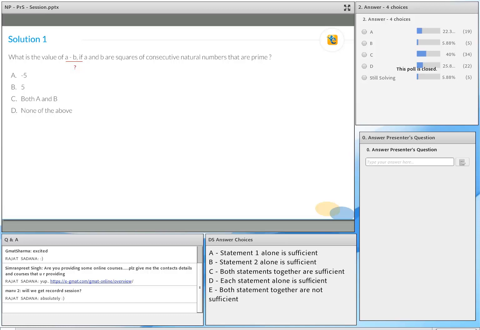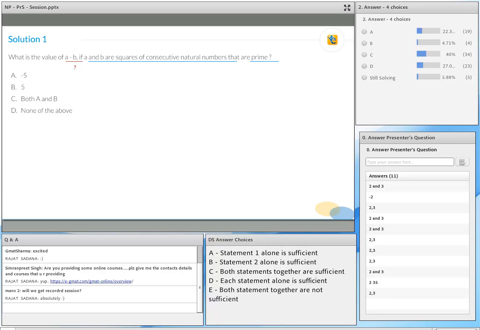All right, so let's solve this question. What is the value of A minus B if A and B are squares of consecutive natural numbers that are prime? Now, what are consecutive natural numbers that are prime? 2 and 3, absolutely. They're 2 and 3.